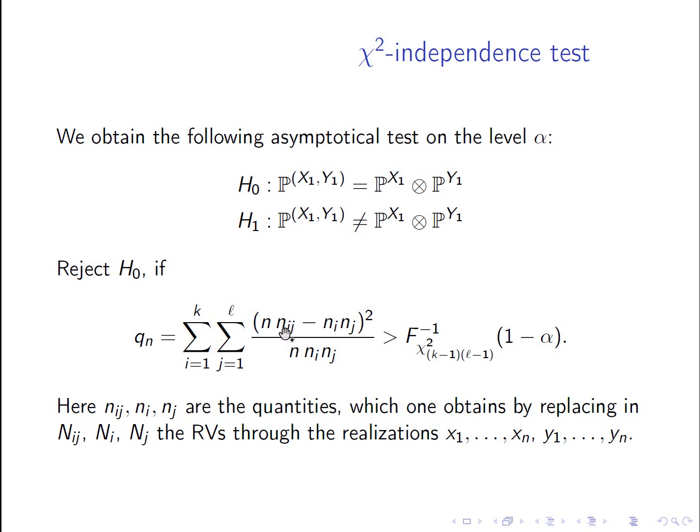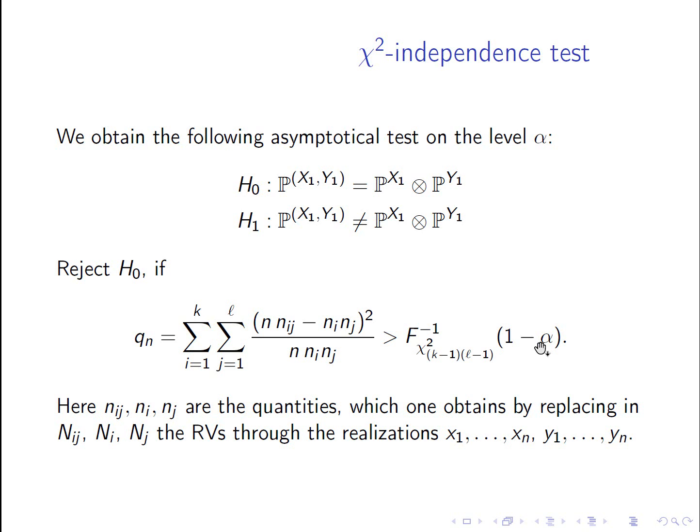Okay, and what are the small n_ij, n_i, and n_j here? Well, n_ij, n_i, and n_j are the quantities which one obtains by replacing in our random variables the random variables X_i, Y_i through the realizations x_1 up to x_n, y_1 up to y_n. So this is our test. We are rejecting independence if this Q_n has values larger than this expression here.